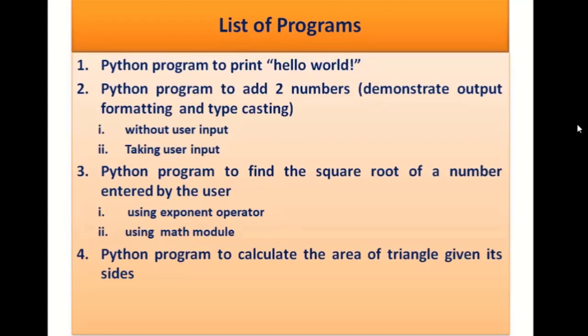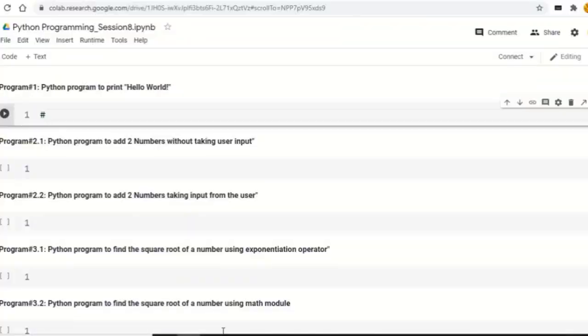So to find the square root, either we can use the exponent operator or a math module. So both the concepts we are going to see. And then in the last, a Python program to calculate the area of triangle given its side. So this also we are going to see how can we calculate the area of a triangle using Heron's formula, because sides are given. Otherwise we can also use values for a right angle triangle, but that will be a special case of a triangle. So we are going to see the general formula, Heron's formula, and in that also we are going to use some functions. So let's begin with the first program, Python program to print hello world.